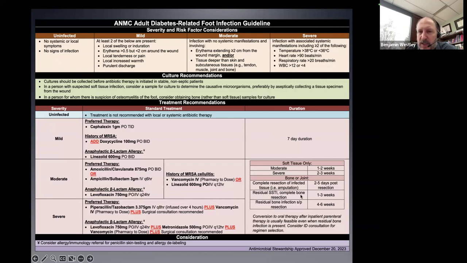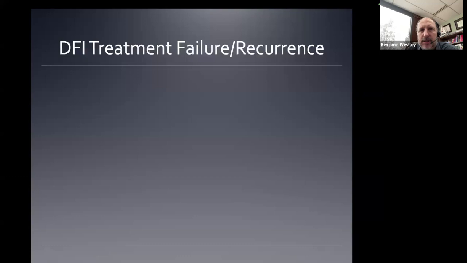And then here we talk in the bottom right about how long to treat based on what's going on surgically and what was found with bone at the time. And we specifically endorse that oral therapy after inpatient parenteral therapy is usually feasible, even when residual bone infection is present, and consider ID consult for regimen selection. So we're working really hard to narrow the empiric regimens, to shorten the durations, and to use oral, not intravenous, antibiotics for these patients.